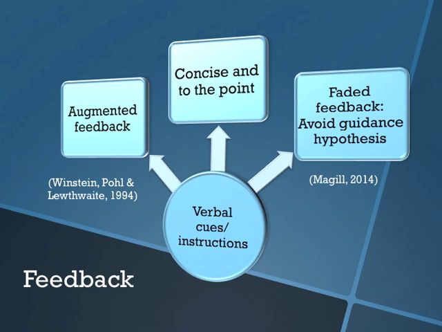Verbal cues and instructions will be directed via augmented feedback. This is feedback that is given to enhance intrinsic information that is already made apparent to the individual, and it will be directed specifically at the previously mentioned key aspects of the skill. The cues will be concise and to the point, and only used sparingly via a faded feedback mechanism to allow the learner to make their own corrections, rather than relying upon feedback, avoiding the guidance hypothesis. This states that when one is provided with too much external feedback, they become reliant on this, and once presented with a situation where external feedback isn't available, their performance suffers.